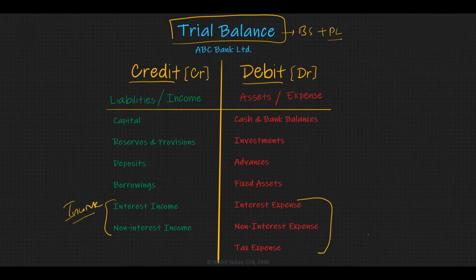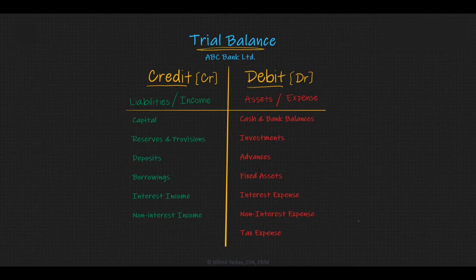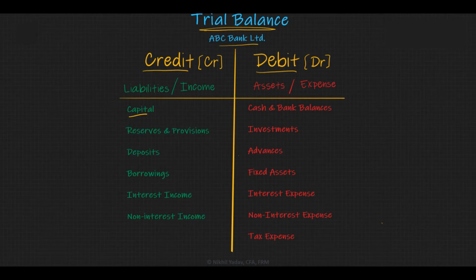So all the accounts related to income will be on the left hand side and all the accounts related to expense will be on the right hand side. Whenever you look at the trial balance of any bank, you'll see that all these accounts will have an account code, which will be a numerical code. Let's say 999123. This might have 999124. So all these codes will be there.